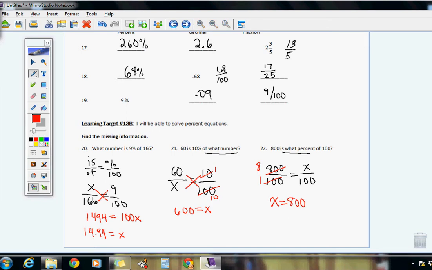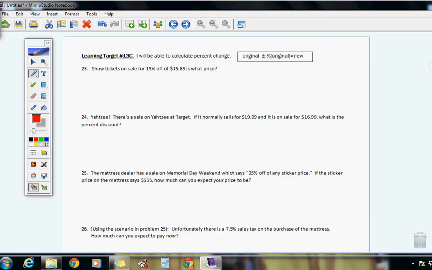All right, moving along to number 23 now. You can see we want to try to use this formula. This is what we were trying to get you to understand, and hopefully it'll help you. Original price plus or minus percent times the original price equals new. Here we go. Show tickets are on sale. We know we have the percent, and then of this, so if they're on sale for 50% off of a price, this right here is the original.